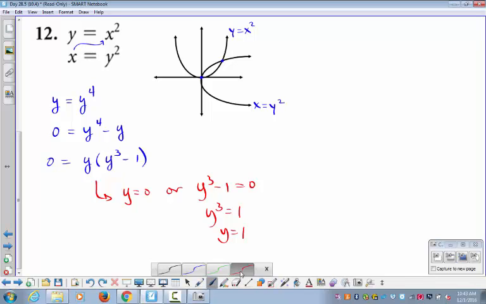Go back in and figure out what the x's are. So which equation should I plug them into? This is super important. Let's just suppose we blindly plug into equation 1. We blindly plug into equation 1.